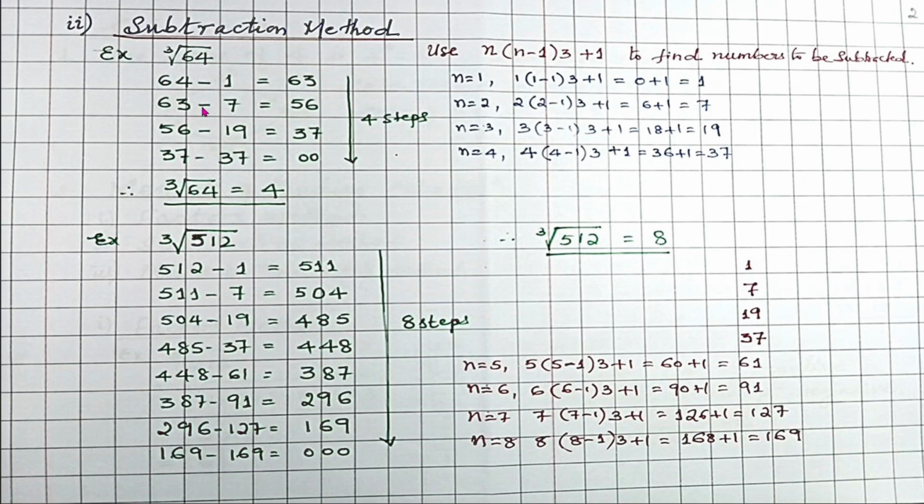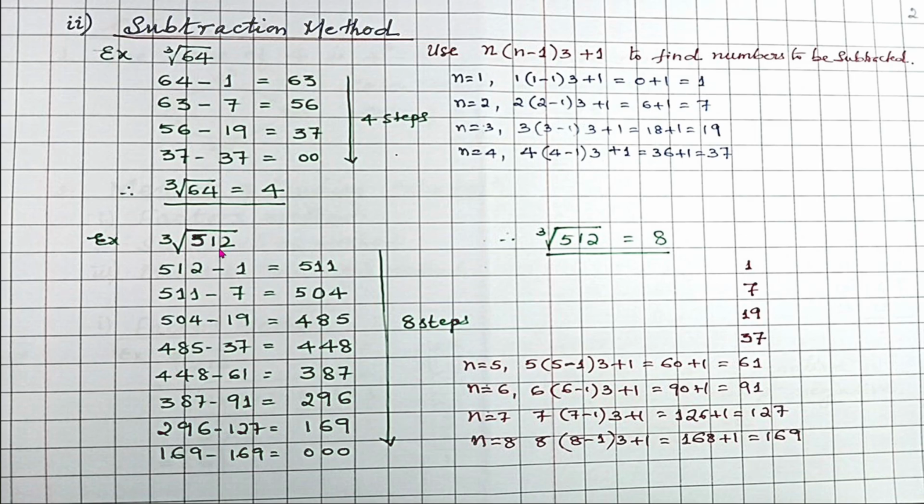64 minus 1 is 63, 63 minus 7 is 56, 56 minus 19 is 37, 37 minus 37 is 0. Once the remainder becomes 0, that means we have gone 4 steps down. Therefore the cube root of 64 is 4, and this is the subtraction method. Not a very important method, but it is one of the methods, based on a basic fact about the cube of a number, that is, the addition of odd numbers.